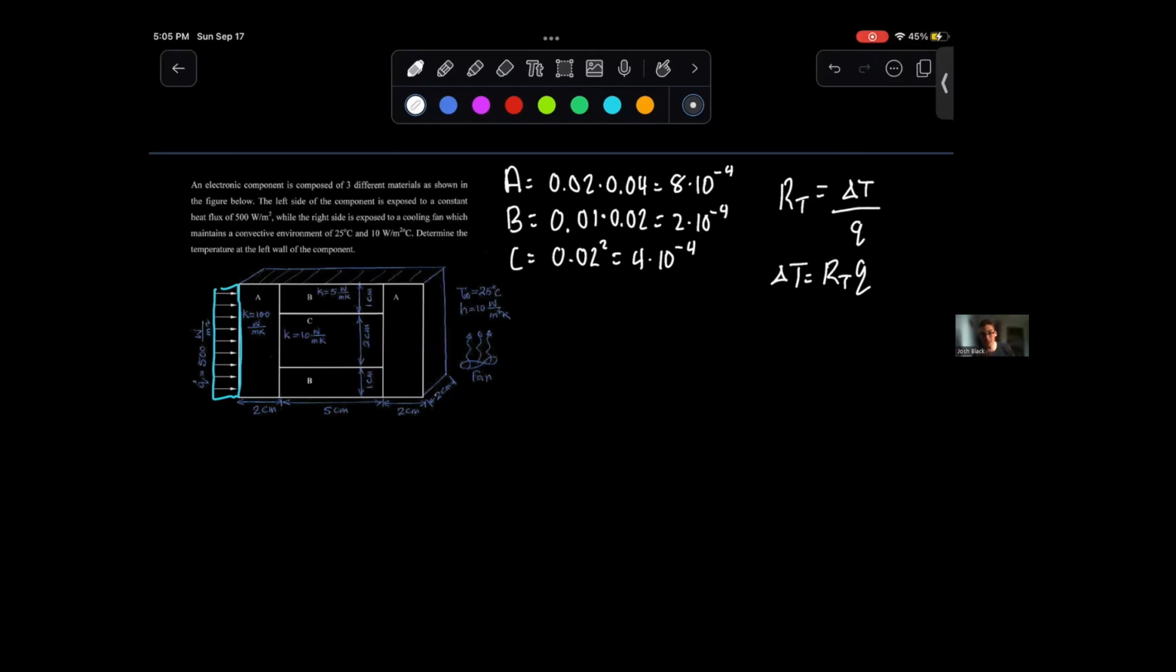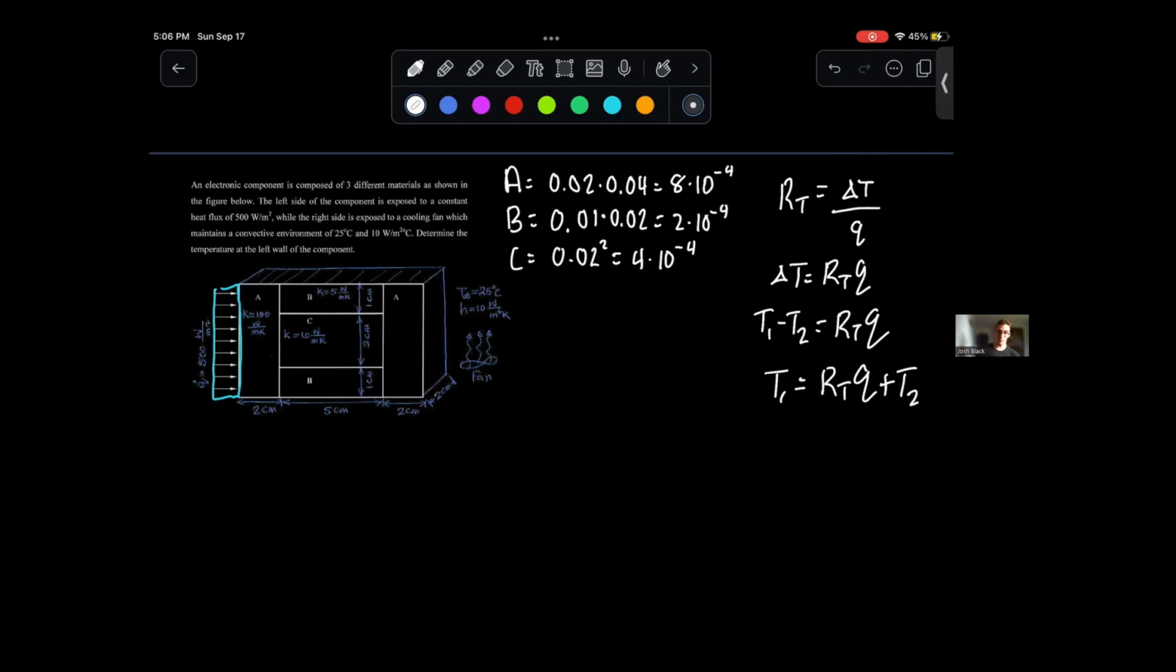If delta T was T2 minus T1, what will happen? I'm going to get a negative number. We don't want negative resistance. We want positive resistance. So delta T is going to be equal to T1 minus T2. This is going to be equal to RT Q. T1 is going to be equal to RT times Q plus T2. We have everything except for RT.